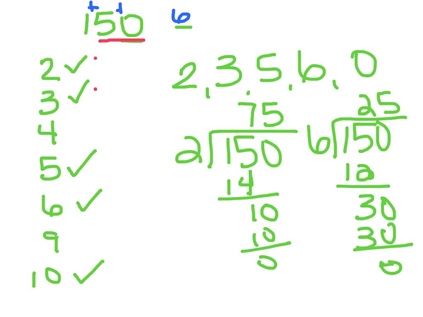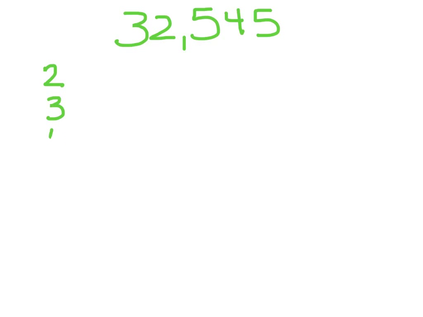Let's do one more example. Let's say that I ask you to check the divisibility rules for the number 32,545. Okay, we are again going to check 2, 3, 4, 5, 6, 9, and 10. So we check the number 2. All we need to check for is to see if a number is even. It ends in a 5. It is not even. So this number is not divisible by 2.